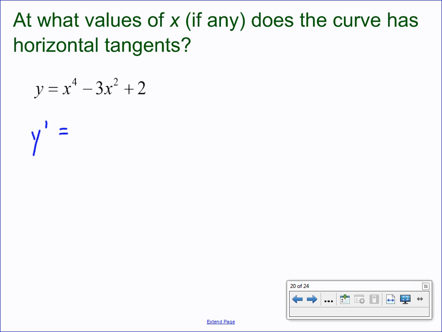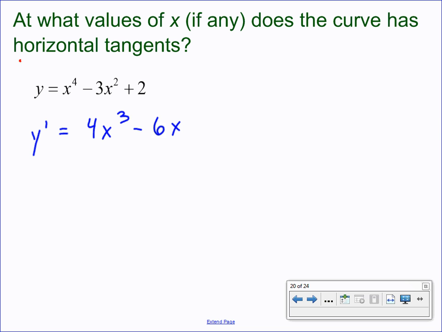It'd be 4x cubed minus 6x. Awesome, good job. And we want this slope, because y prime represents the slope of y anywhere along it, to equal 0. So that's our key here.